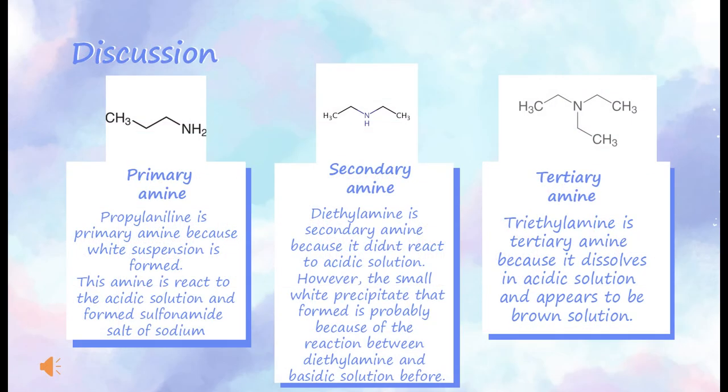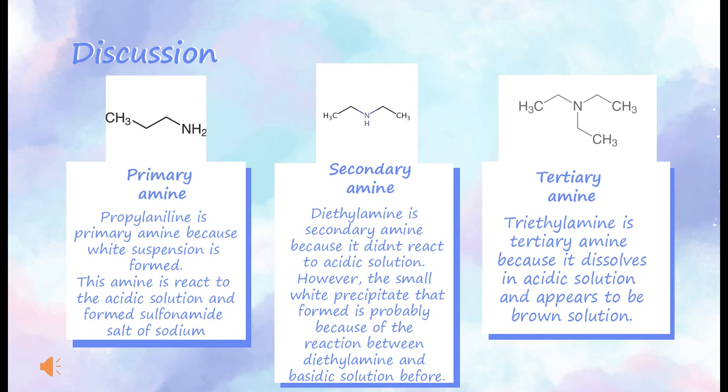Next, we are moving on to the discussion. For the first compound, it is a primary amine. Propylaniline is a primary amine because a white suspension is formed after the reaction with acid solution. This amine reacts with the acidic solution and forms a sulfonamide salt of sodium. So that's why we call it a primary amine.